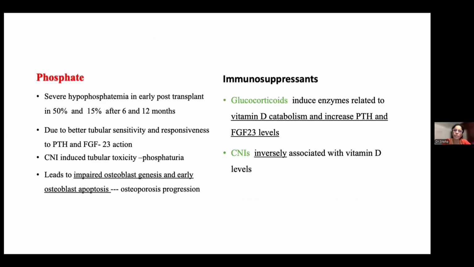Phosphorus: severe hypophosphatemia is noted in the early post-transplant period in around 50% of the patients. By 1 year, almost 15% will still have hypophosphatemia. This is due to better tubular sensitivity and responsiveness to PTH and FGF23 action post-transplant. Also, the CNI drug can induce tubular toxicity leading to phosphaturia. This hypophosphatemia can lead to impaired osteoblastogenesis and early osteoblast apoptosis leading to osteoporosis.